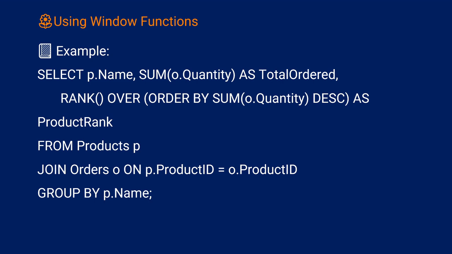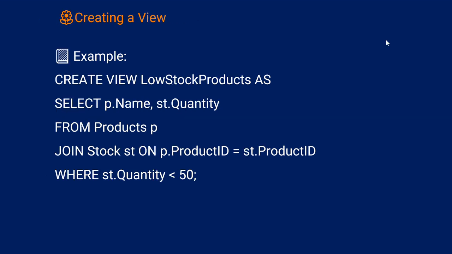Window functions let us rank products by order volume. This query calculates total orders per product and assigns ranks. We can save queries as views. This view lists products with stock levels below 50, helping managers track low inventory.